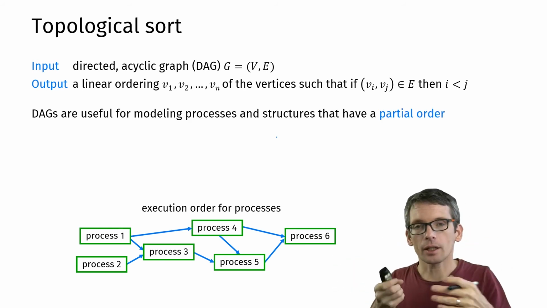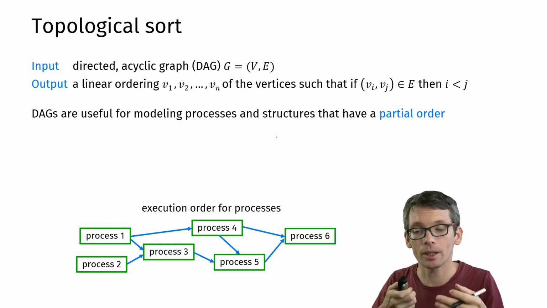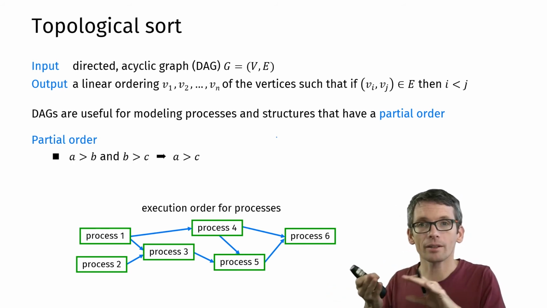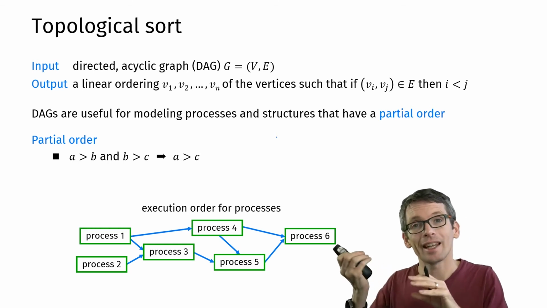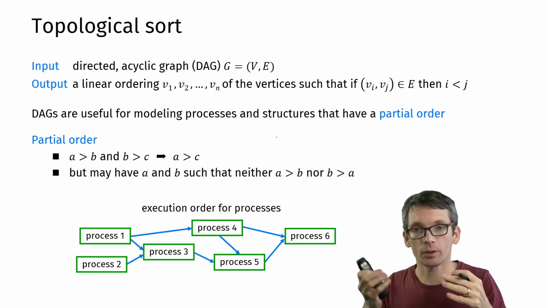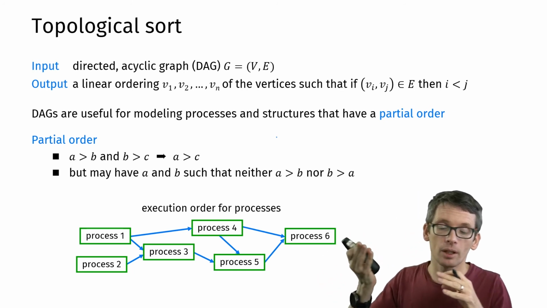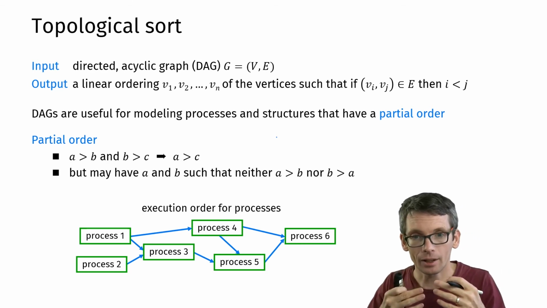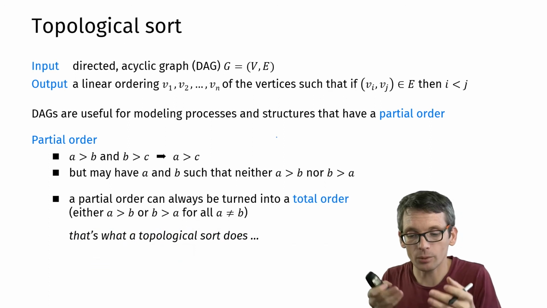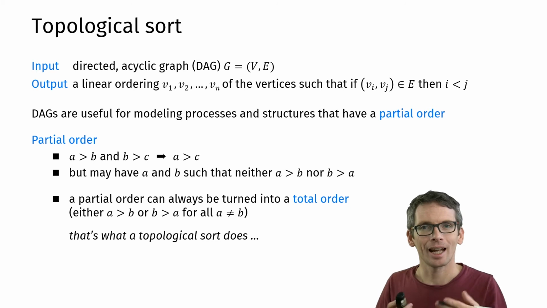The idea here is that we often use directed acyclic graphs to model partial order. So what is a partial order? It means that if A is larger than B and B is larger than C, then A should also be larger than C, but not all elements are comparable. So there can be elements such that neither A is larger than B nor B larger than A. Now here in terms of partial orderings, our problem is that we want to turn a partial order into a total order. Let's see this by example.